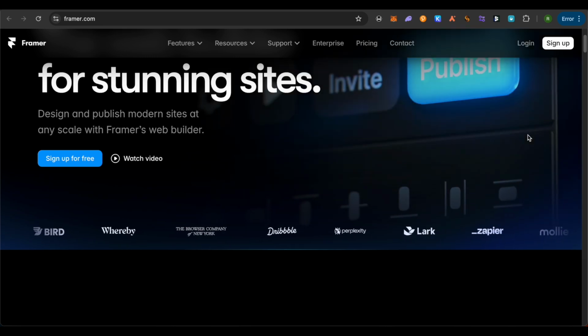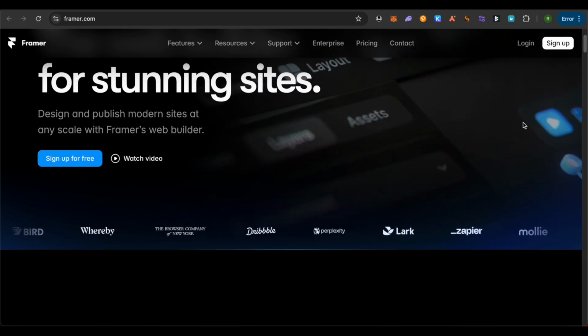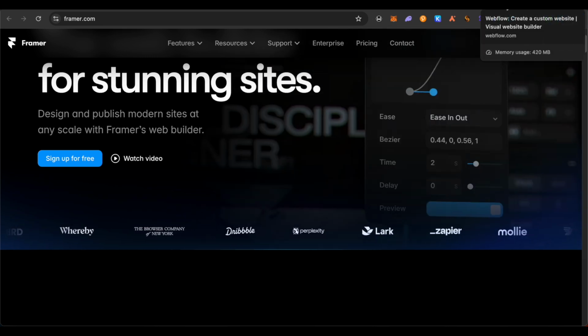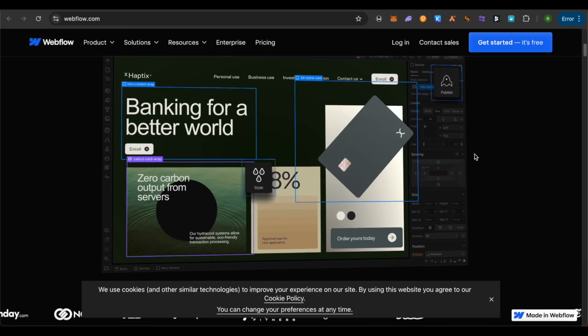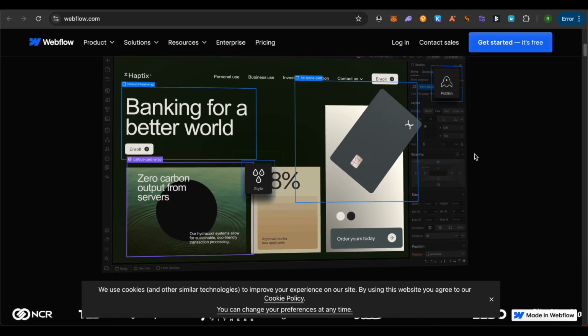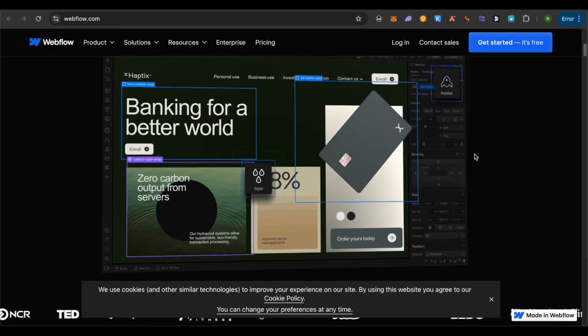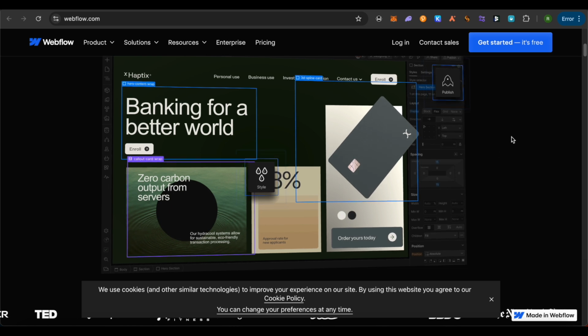Now the next comparison is based on the CMS, and this one goes to Webflow, and that's quite obvious. You can work seamlessly when it comes to CMS on Webflow.